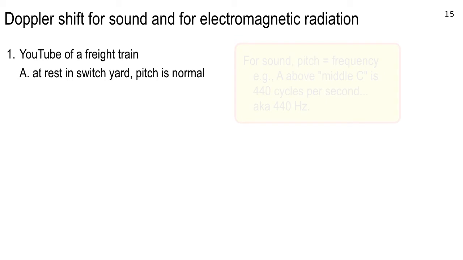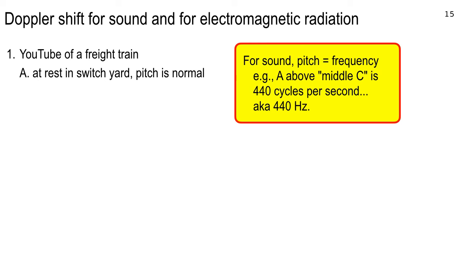Now, if the train starts moving, and by the way, for sound waves, the pitch of the sound waves corresponds to the frequency of the sound wave. Okay, so the A above middle C is 440 cycles per second. So what that means is 440 pressure waves hit your eardrum every second. A little bit of high pressure, a little bit of low pressure, high, low, high, low, 440 times per second, and that'll sound like the A above middle C.